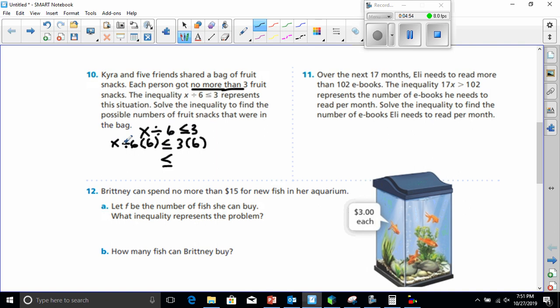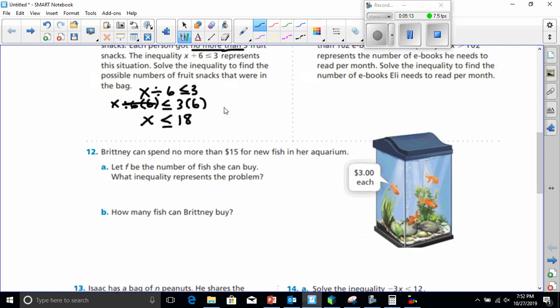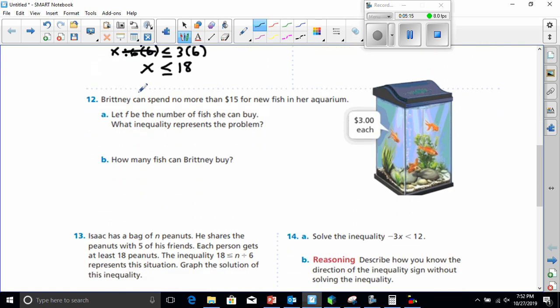Well, these canceled each other out. So x is by itself now. And 3 times 6 is 18. So our answer is 18. Our x is less than or equal to 18. And it doesn't say to graph it, so I'm not going to. But we're ready to go to number 12 now. It says Brittany can spend no more than $15 for her new fish in her aquarium.